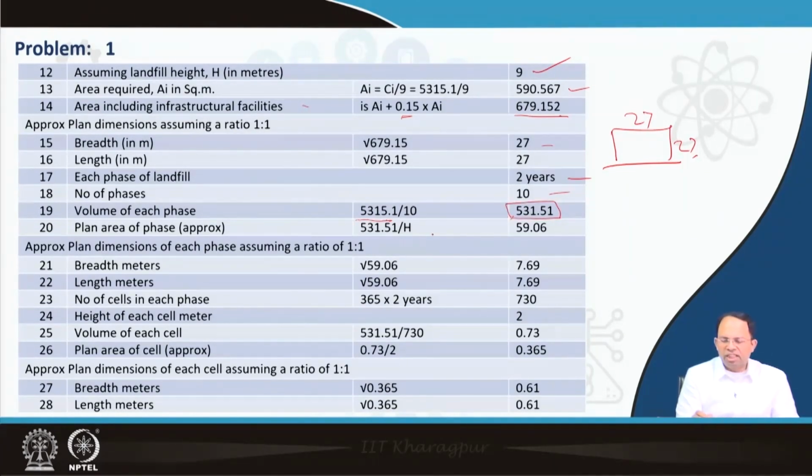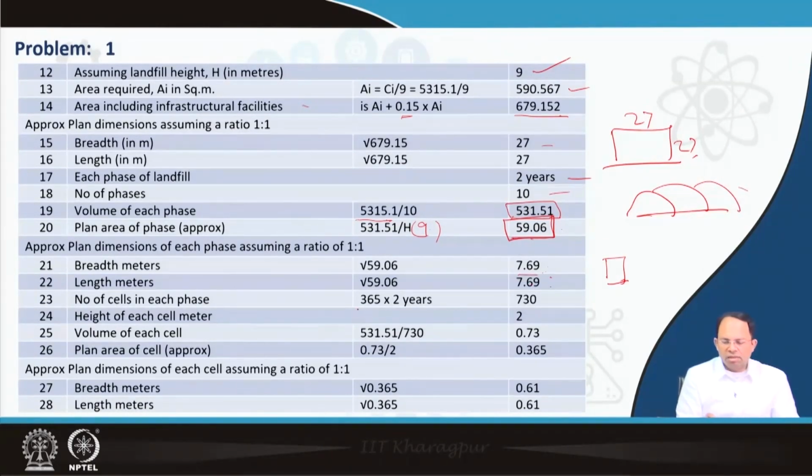So plan area of each phase is then divided by 9. H is 9 because each area is completed and then we move on to the next area. So that is 59 square meters, the area of each phase. Because the area is 59 square meters, the size of each phase, if I consider it as a square, is around 7.69 meters for each length and breadth of each phase.